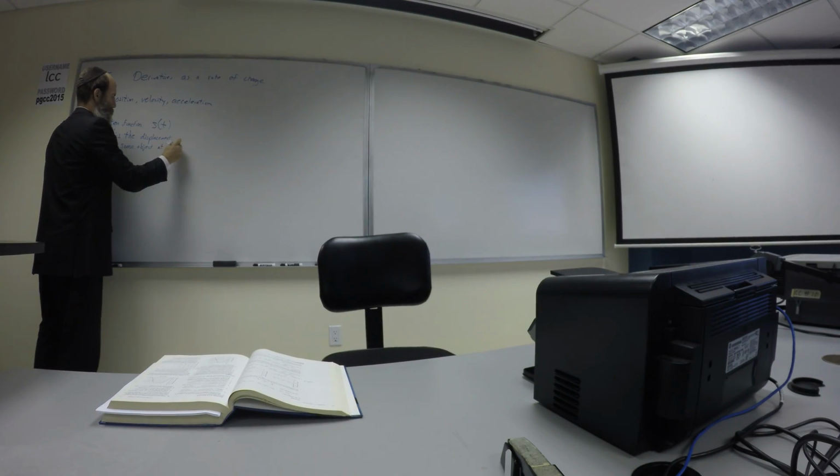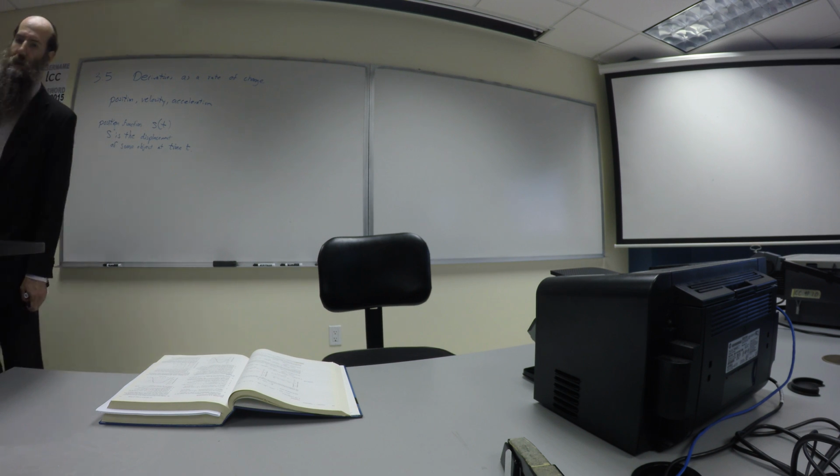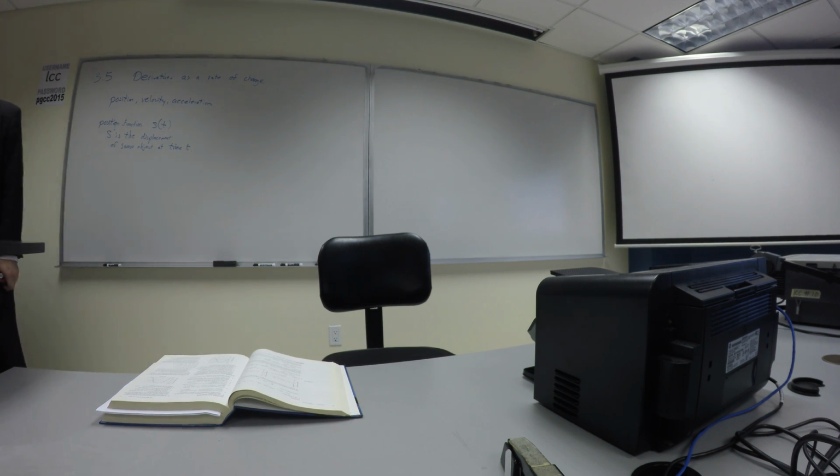Time t. Okay. F represents displacement. So this is different than distance. Displacement and distance are not the same thing. Sometimes they're the same, but they don't have to be. Can anybody tell me the difference between displacement and distance?